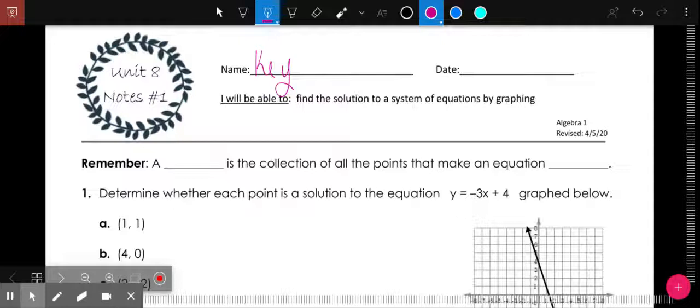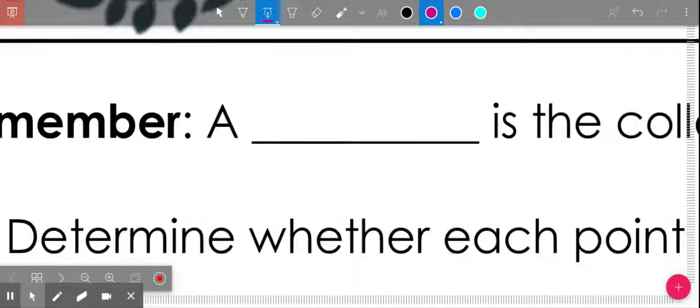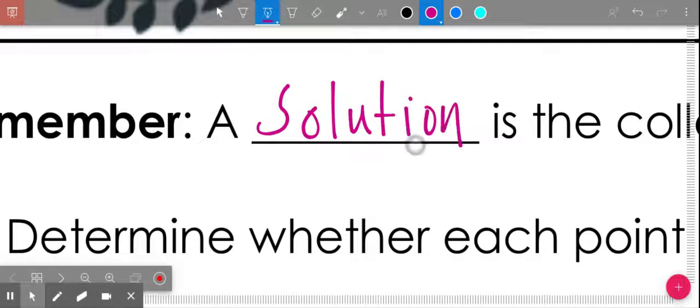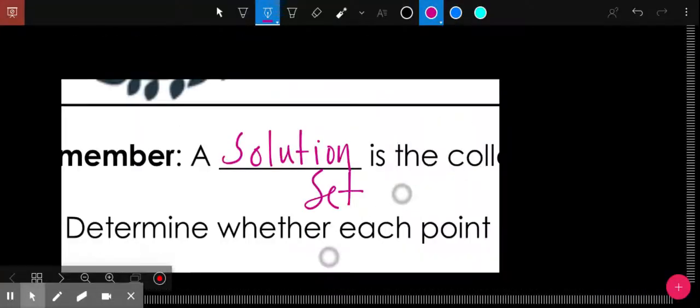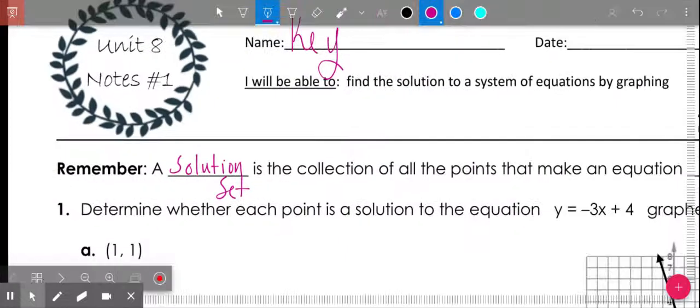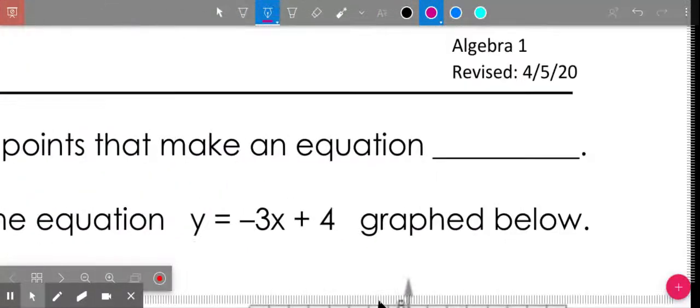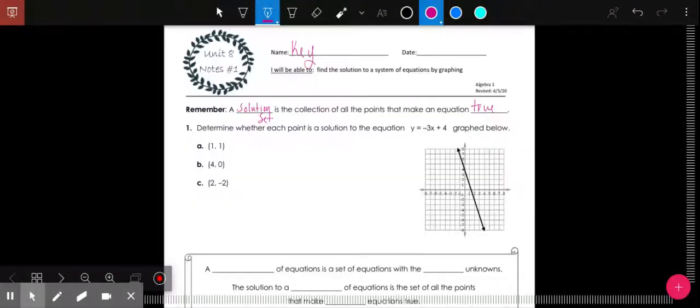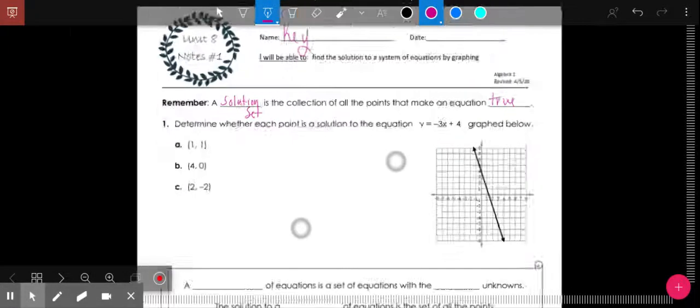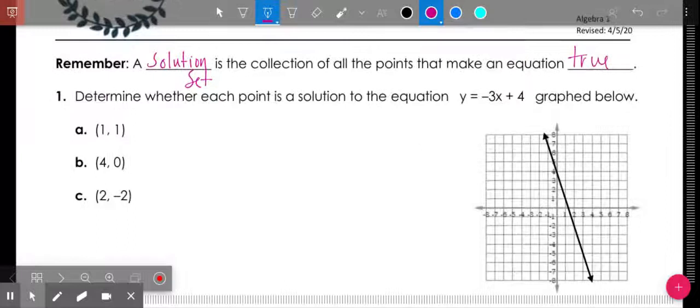All right, so remember, a solution set is the collection of all the points that make an equation true. Okay, so we're talking about all the points that make an equation true. Looking at number 1, this is a reminder problem. It says determine whether each point is a solution to the equation y equals negative 3x plus 4 graphed below.